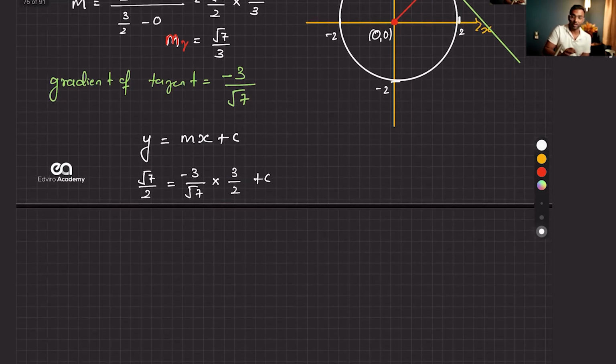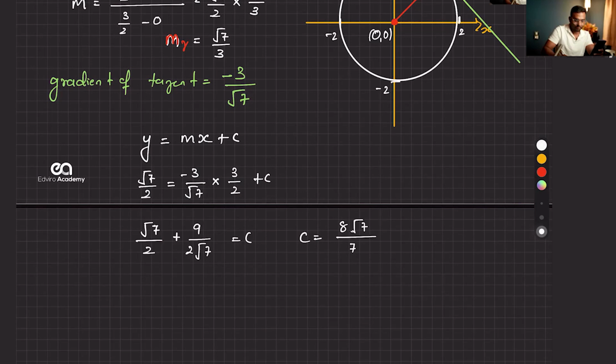And absolutely you can use a calculator to work this out. So √7 over 2 plus 9 over 2√7 equals c. I'm going to put that in my calculator for now, and we will leave the answer in terms of surds. We don't want to work it out in decimals for now. So 9 over 2√7. And that is giving me the value of c as 8√7 over 7. Okay, everyone okay with this?